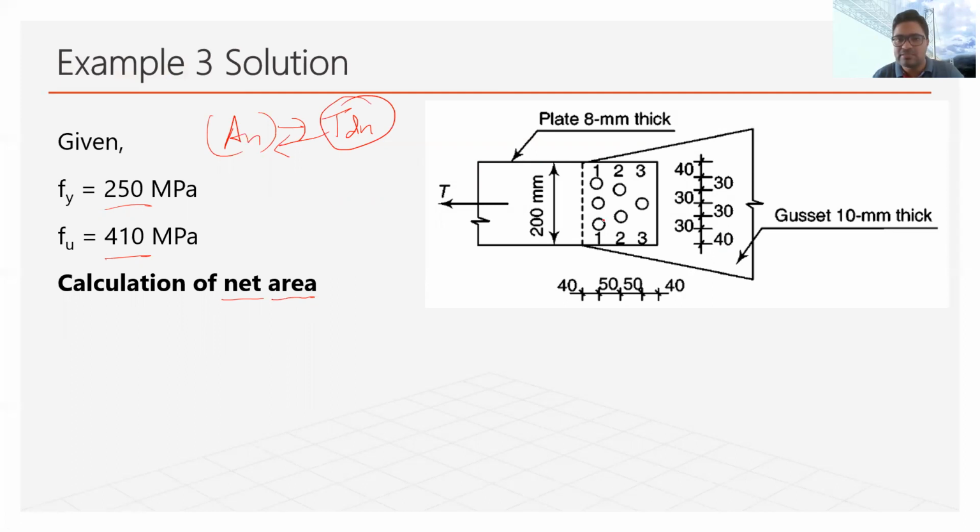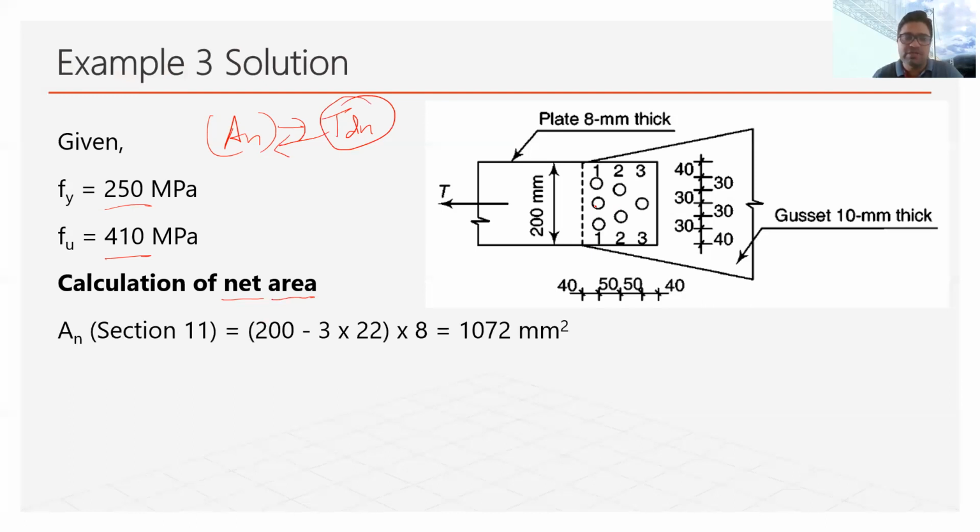So in this case, we can have different paths. The plate may fail along path 1-1, or it may fail along 2-2, or it may fail along 3, or it may fail in a zigzag manner also. So first we will consider path 1-1. If we consider path 1-1, the AN will be 1072.